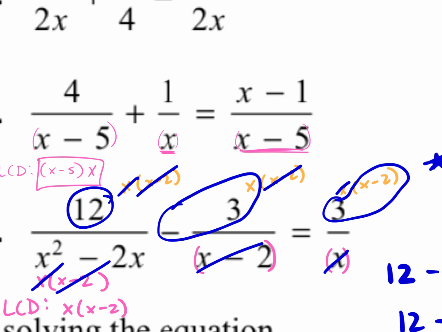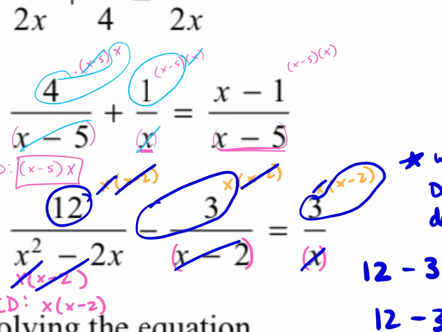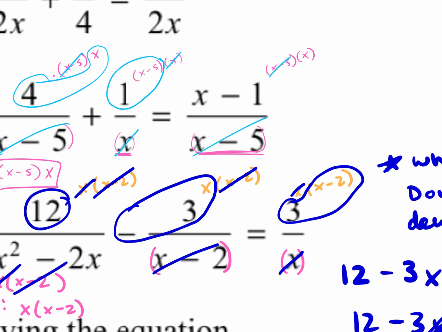What do I do next? Multiply everything by the least common denominator. What ends up getting multiplied? The missing one. So everything gets multiplied times x minus 5 and x. But if it's already in the denominator, we can cancel it out. So in the first one, I have 4 times x. Second one, 1 times x minus 5. And the third one, we get x minus 1 times x.